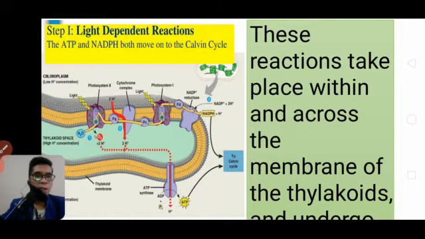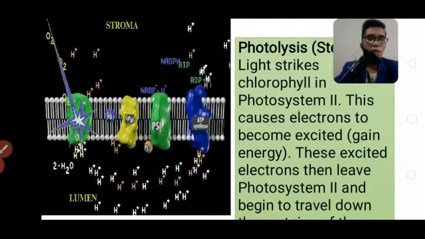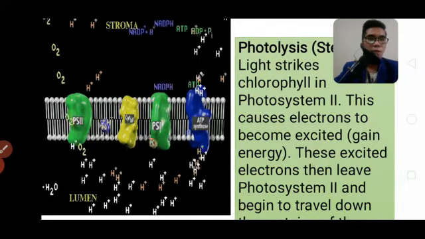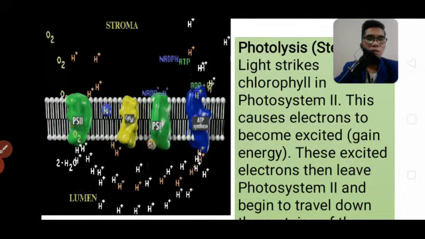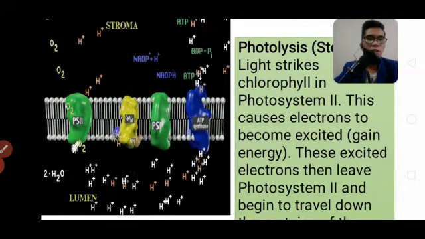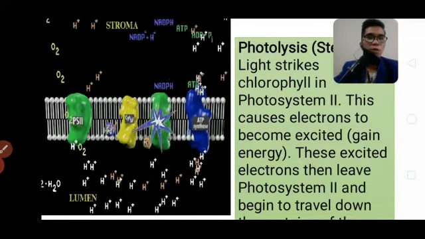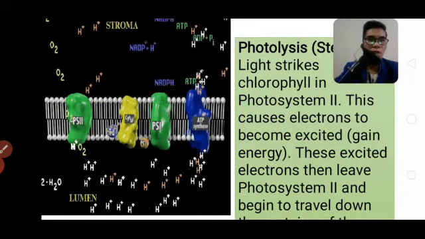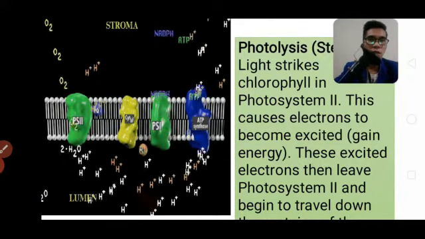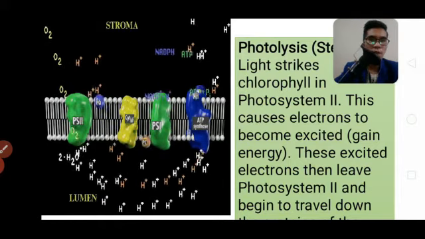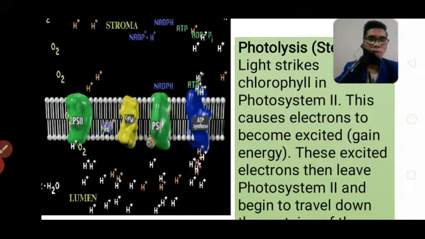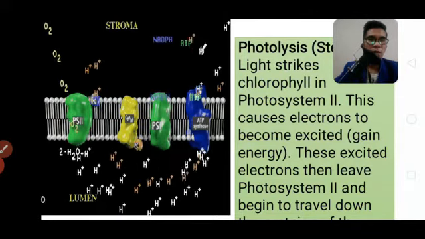These reactions take place within and across the membrane of the thylakoids and undergo a series of reactions. This is what happens during the light-dependent reaction, the photolysis, wherein light strikes the chlorophyll in photosystem II, and this causes electrons to become excited, gain energy, and these excited electrons then leave photosystem II and begin to travel down the transport chain. As you can see, a series of reactions takes place: there is the production of NADPH, that is the blue color, and you have here the ATP, in green color, being synthesized, coming from the water and carbon dioxide.